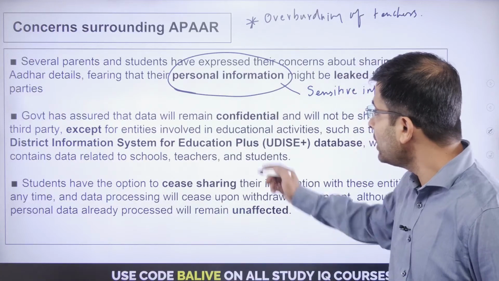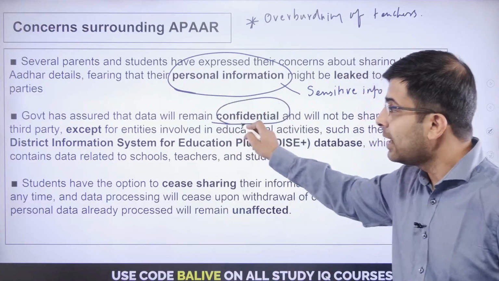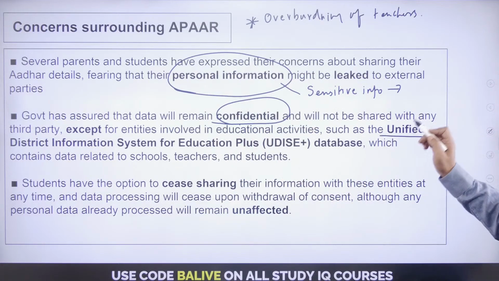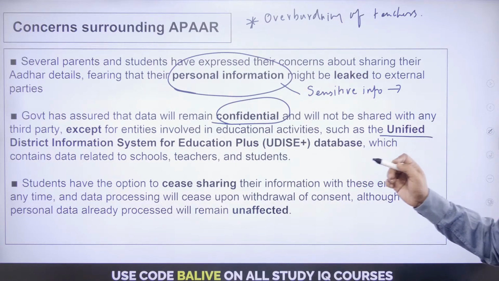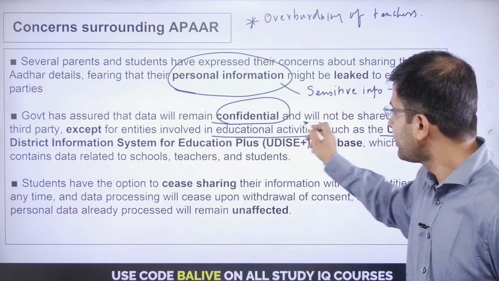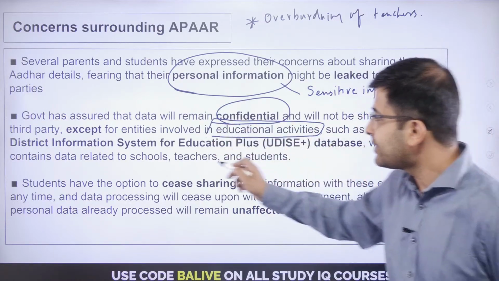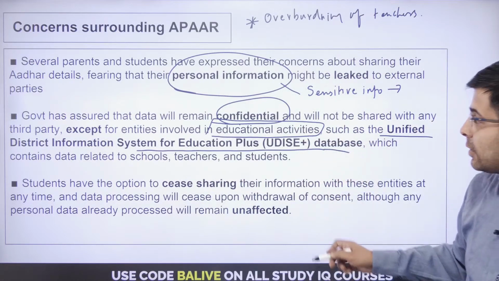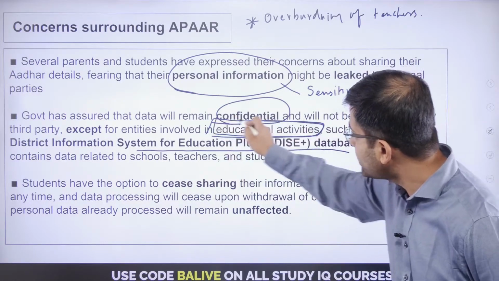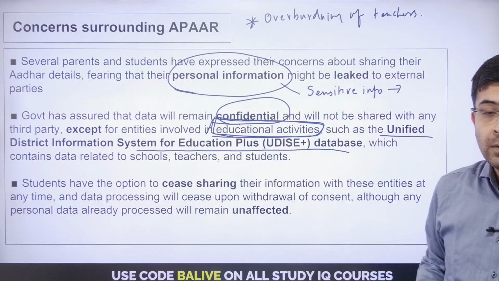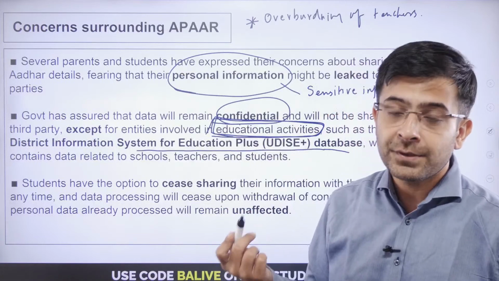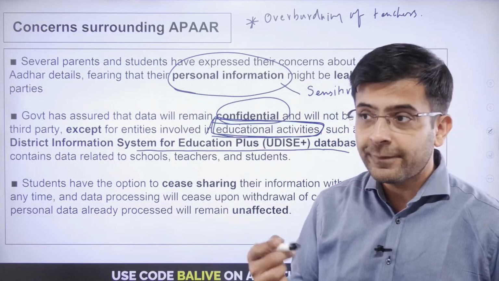Now the government has assured that this data will remain confidential and it will not be shared with anyone else except such entities that are involved in educational activities. One example that is given is the District Information System for Education Plus database. Okay. So again, this needs to be further defined. Which are the types of institutions that are involved in educational activities? That needs to be further clarified.